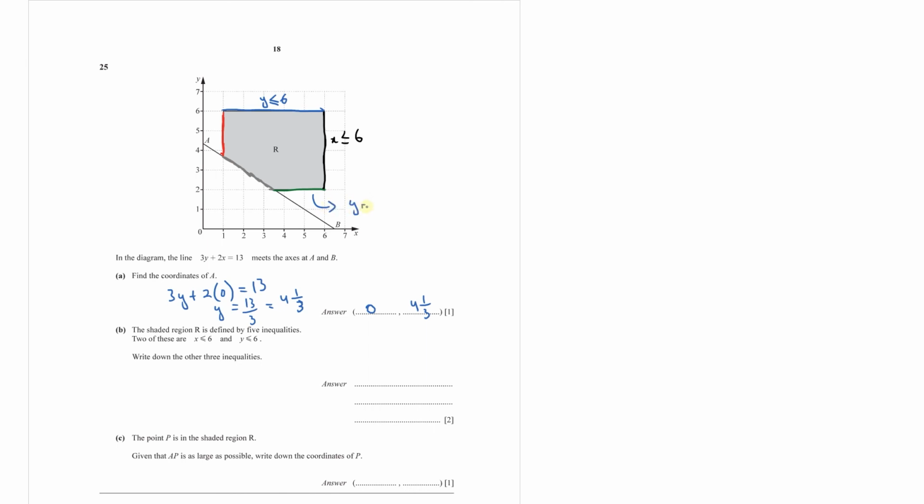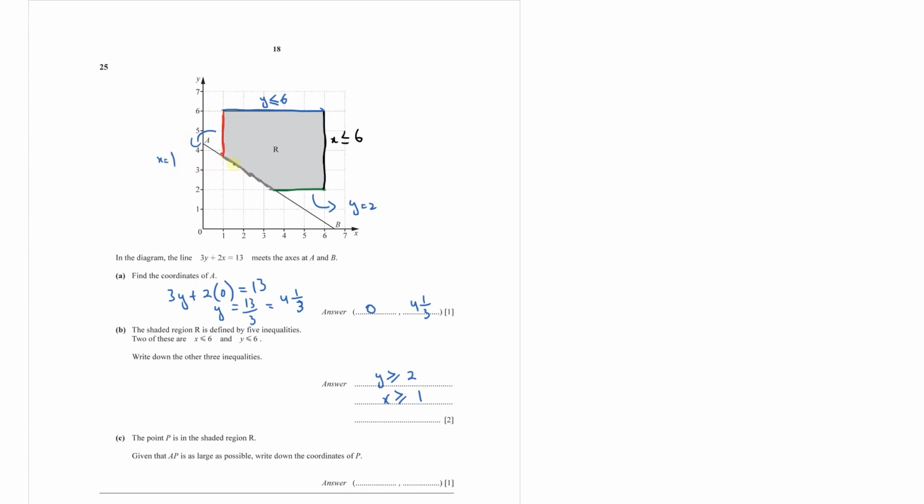So y equals 2. But since the shaded region is above this line, your inequality will become y is greater than or equal to 2. And similarly, this is a vertical line at x equals 1. So the equation of this line is x equals 1, but the region is towards the right side. So you again get x is greater than or equal to 1. So this is your second inequality.